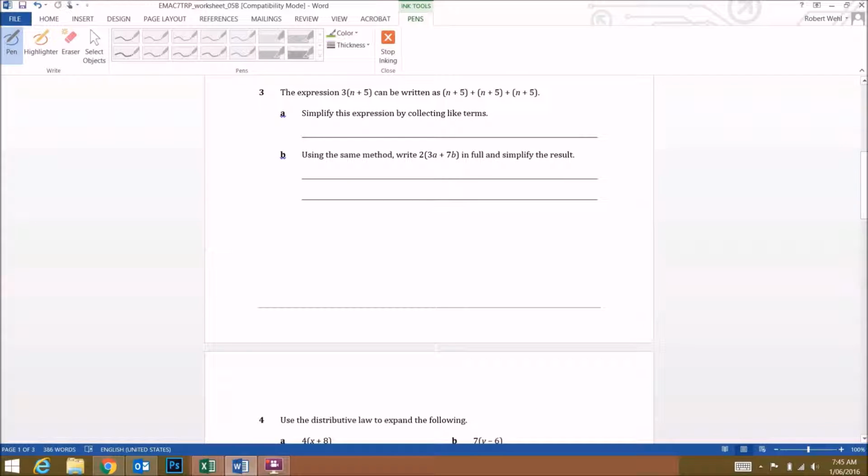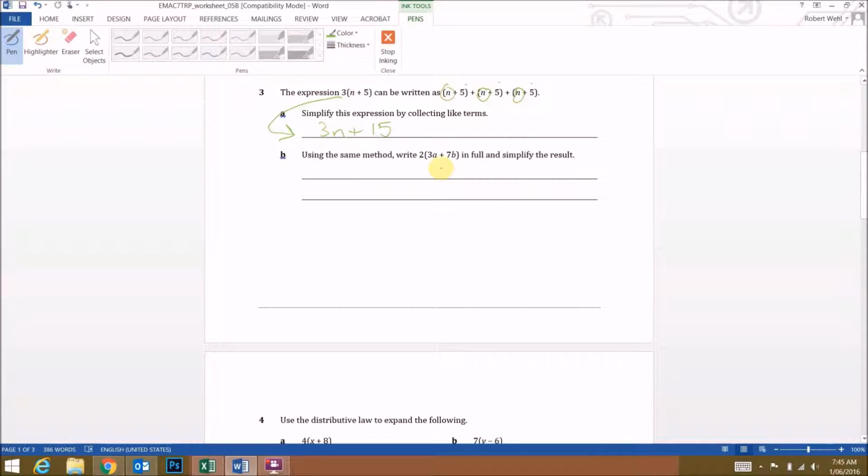The expression 3 bracket n plus 5 can be written as n plus 5 plus n plus 5 plus n plus 5. Simplify this expression by collecting the like terms. So all I do is I collect the like terms. So I've got 1, 2, 3 n's plus 5, 10, 15. And what's really important to note here is what I've basically done is I've used the distributive law to expand my brackets. Okay, so it's been exactly the same.